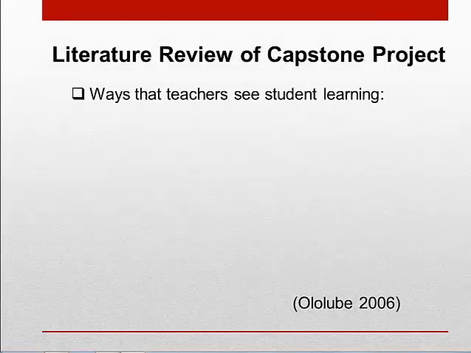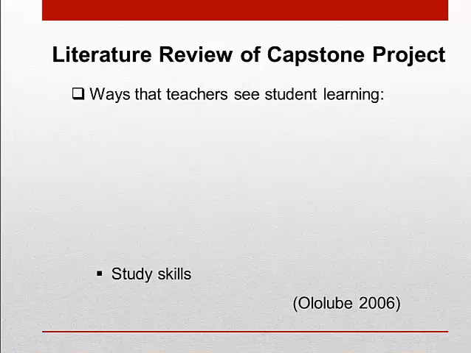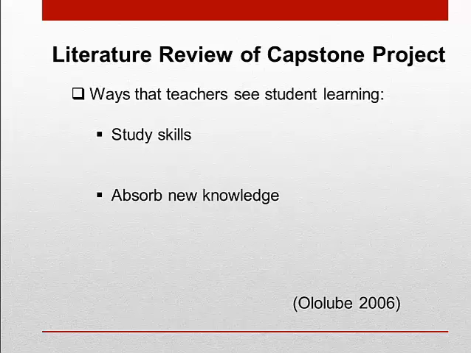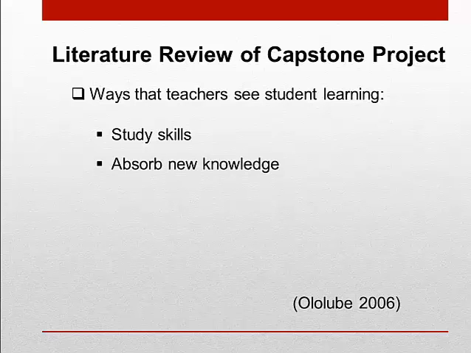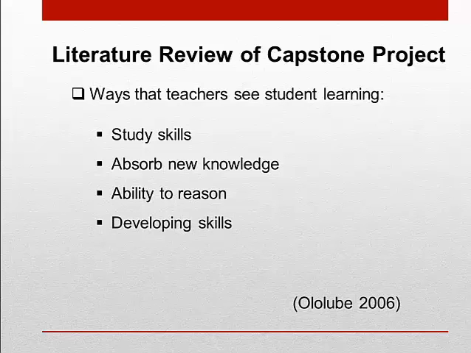We can also see from some of the literature that I reviewed the ways that teachers see students learning. One of those ways, learning is seen as acquiring knowledge through the use of study skills in preparation for a task. Learning is seen as being able to absorb new knowledge and then be able to explain or apply it. Learning is the development of thinking skills and the ability to reason. Learning is developing skills necessary to become proficient.